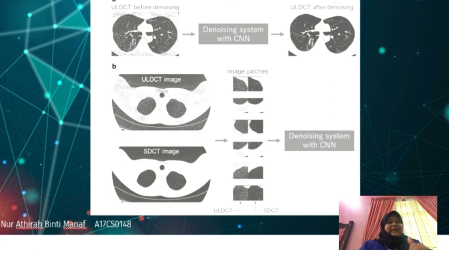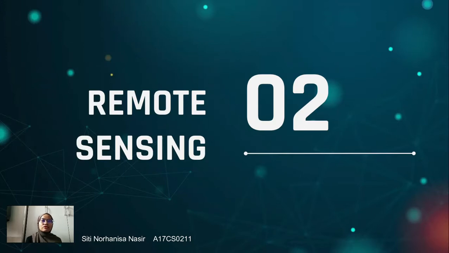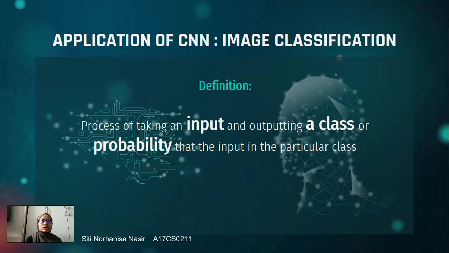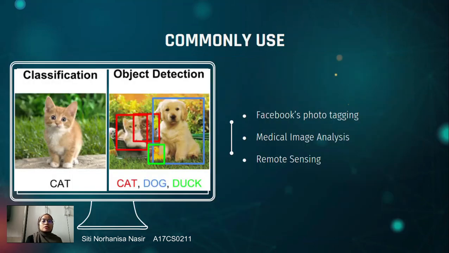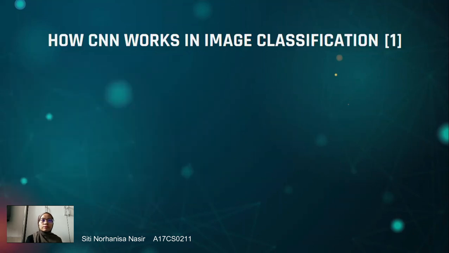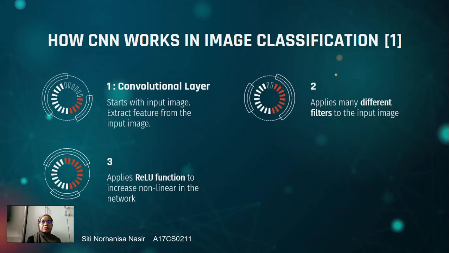We will go through the second field. The second application of CNN is in the field of remote sensing. Remote sensing is applied using image classification. So what is image classification? Image classification is the process of taking an input and outputting a class, or the probability that the input is in a particular class. Image classification is commonly used in Facebook photo tagging, medical image analysis, and remote sensing. So how does CNN work in image classification?